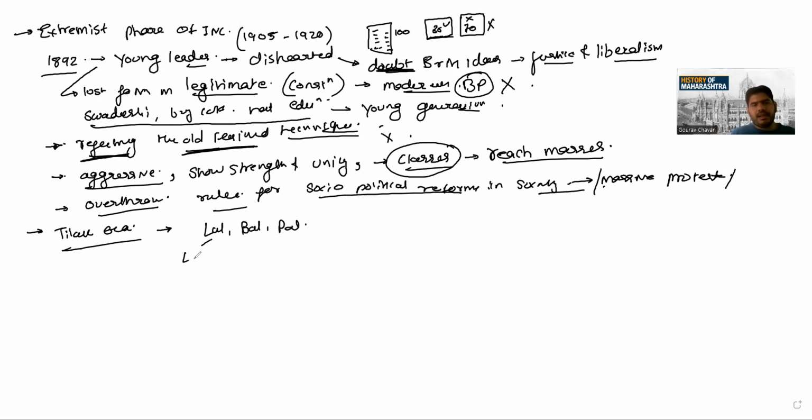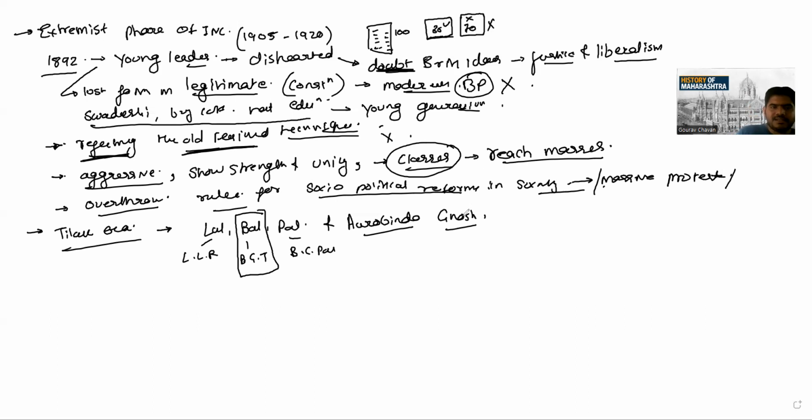Lal stands for Lala Lajpat Rai. Bal stands for Bal Gangadhar Tilak, who is often called Lokmanya Tilak. Pal stands for Bipin Chandra Pal, and also one more person associated with them, whose name was Aurobindo Ghosh. So these four people were the prominent people involved in the spread of the idea of extremism. Their leader was Bal Gangadhar Tilak, or to be specific, we'll be denoting him as Tilak. So Tilak was supposed to be the leader, and that's why this age is called the Tilak age.